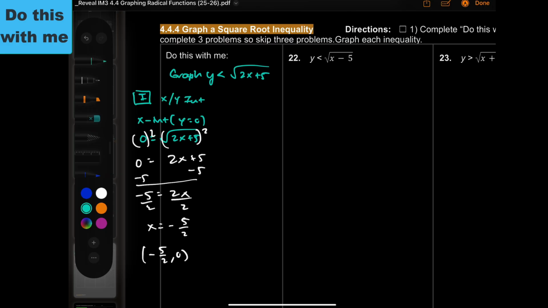All right, if you do the same thing for the y-intercept, you're going to make x equal 0. So just take your equation, make the inequality an equal sign. So we should have the square root of 2 times 0 plus 5. So that will just give you 0 plus 5, which is the square root of 5.